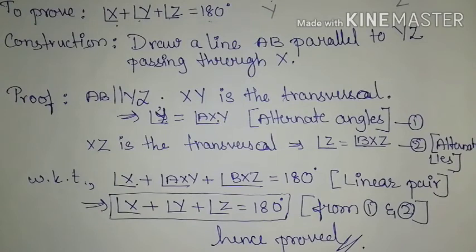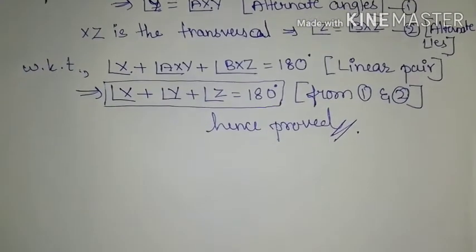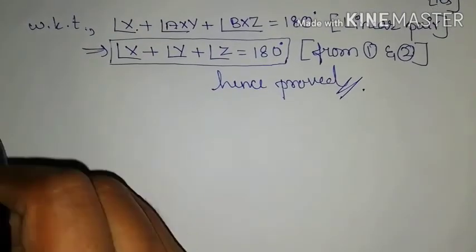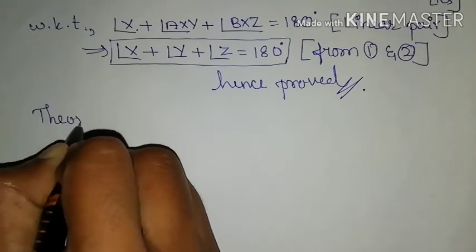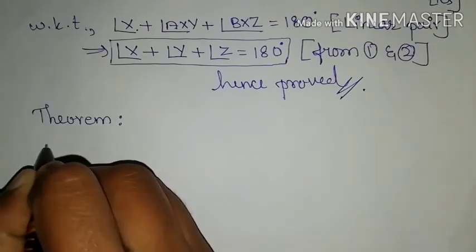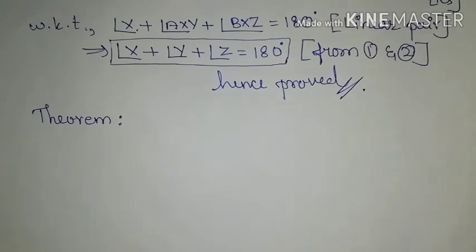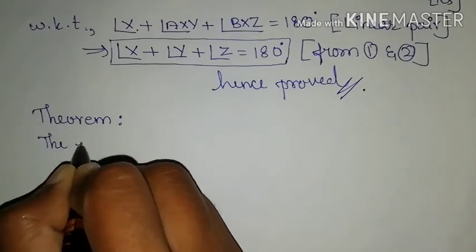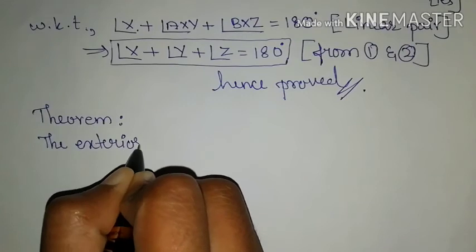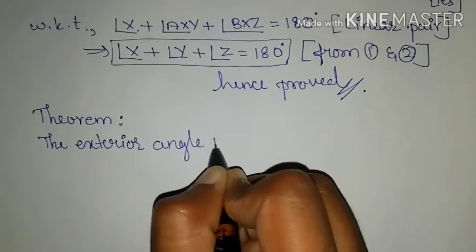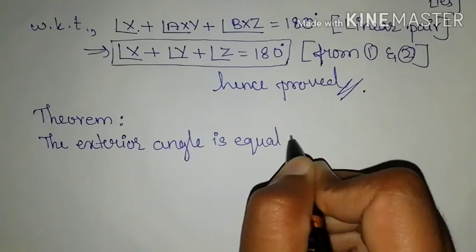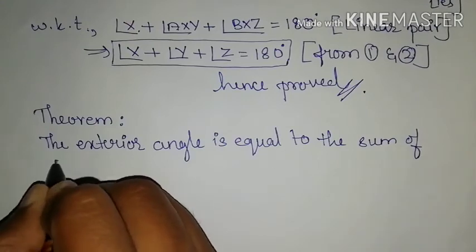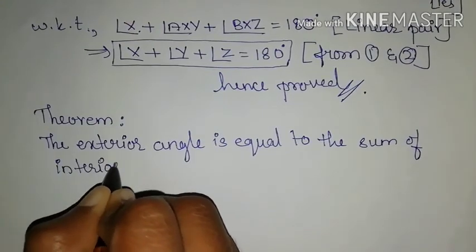This is the theorem. Now there is another theorem regarding exterior angles of a triangle. Theorem on exterior angles: when the side of a triangle is produced, then you get an exterior angle. So the theorem states that the exterior angle is equal to the sum of the interior opposite angles.